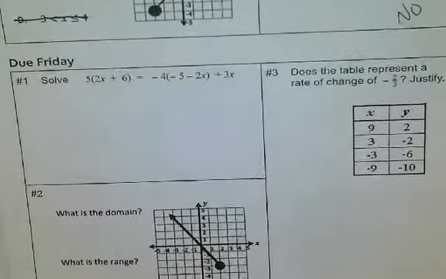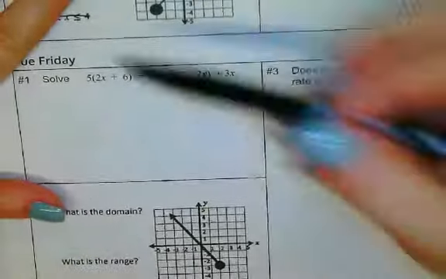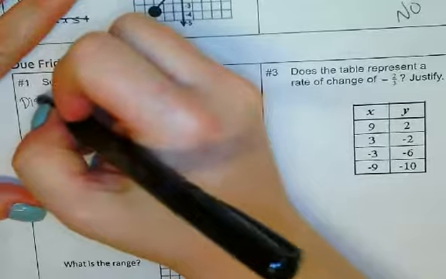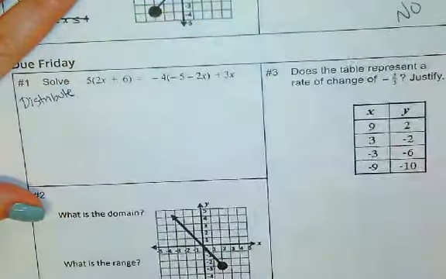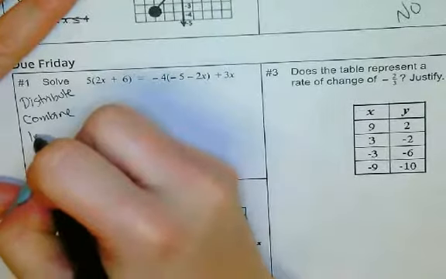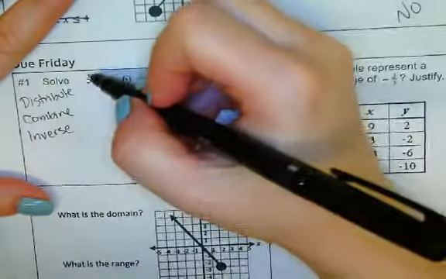Do Friday, starting with solving equations. It looks more difficult because it's longer. It is not more difficult. The steps are still the same. We're still going to distribute. We're going to combine if we can. And then we're going to do inverse until that variable is by itself.